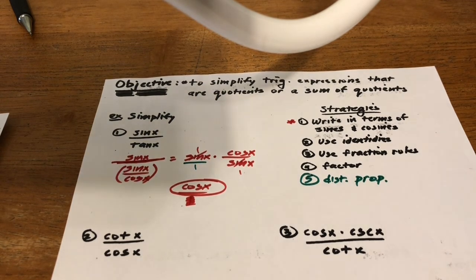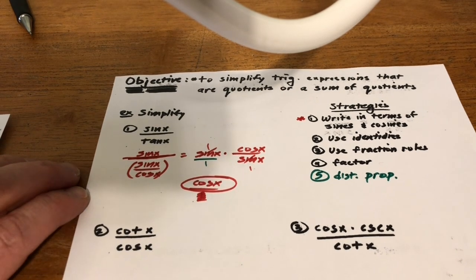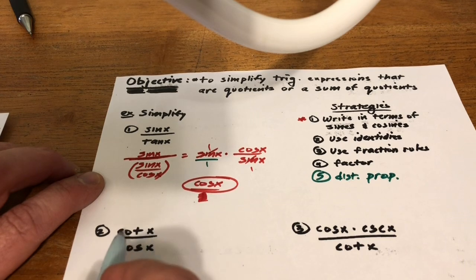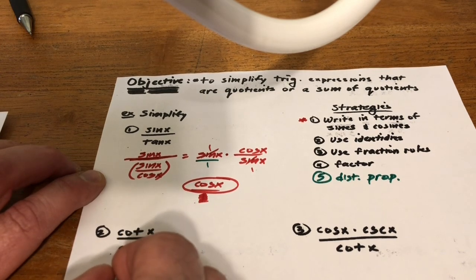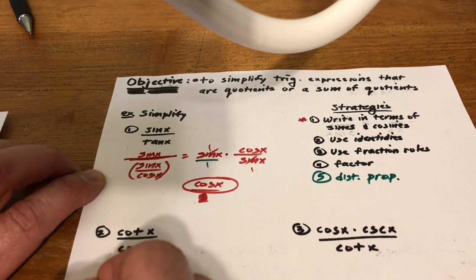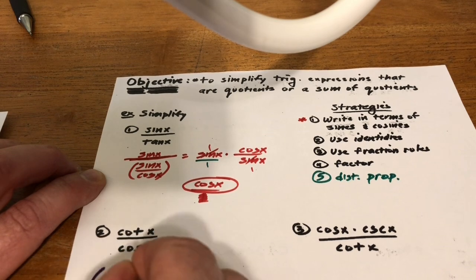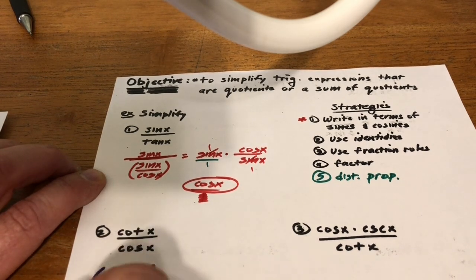Okay, ladies and gentlemen, let's go ahead and take a look at number 2. Hopefully you had number 2 work out nicely. Hopefully your answer was cosecant x. Let's see how that turns out to be. So let's go ahead and start by writing everything in terms of sines and cosines again, with the cotangent being cosine over sine. And in our denominator, we have a cosine.